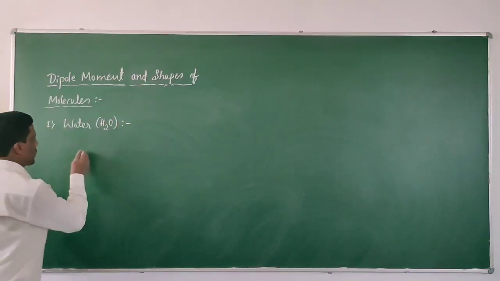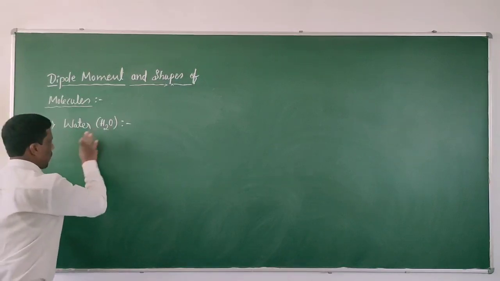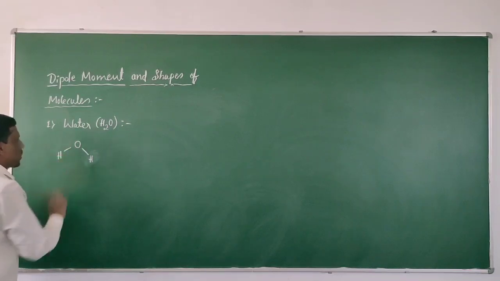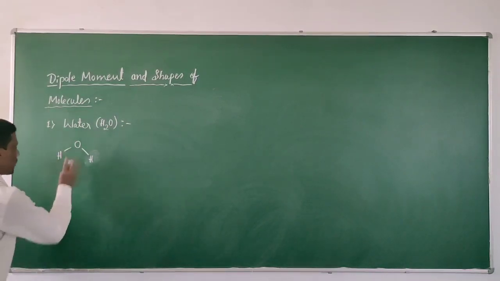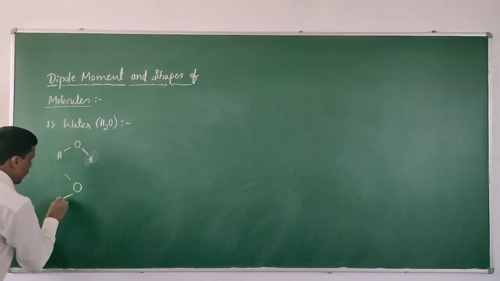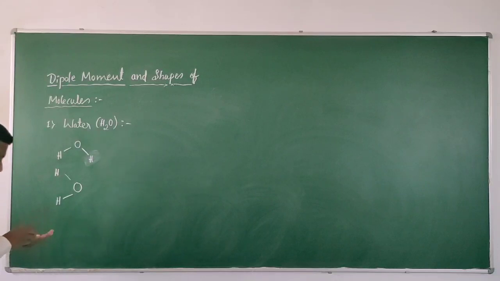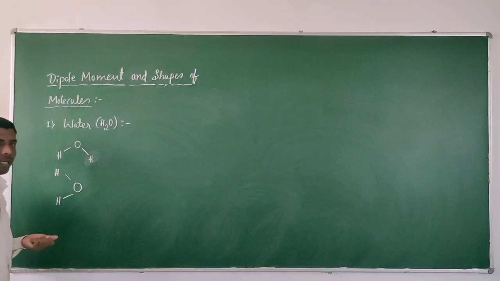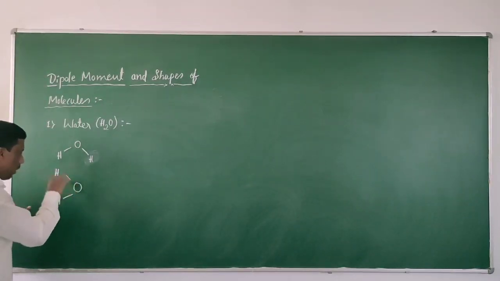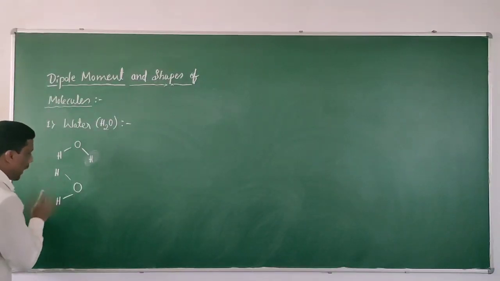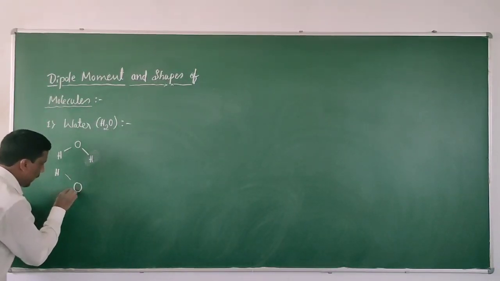Okay, let us have its structure. It is the structure of water molecule. I will write this molecule like this. Here the dipole moment is towards the oxygen. Why? Because the oxygen is more electronegative than hydrogen. Dipole moment is indicated by this type of arrow mark.